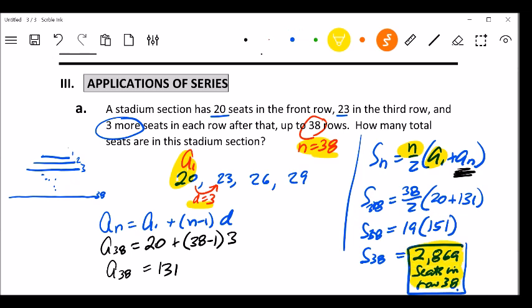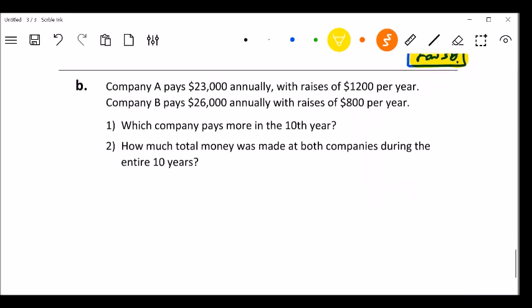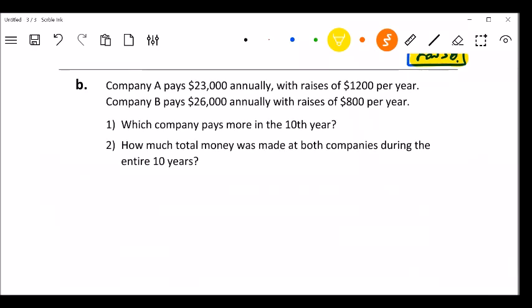That's a lot better than calculating 26, 29 for the fourth, 32 for the fifth, 35 for the sixth, and then keep going by threes until you've done it 38 times. Some people would be willing to do that, but the formula does make it much faster and easier to get to it. Now let's look at a different type of application.